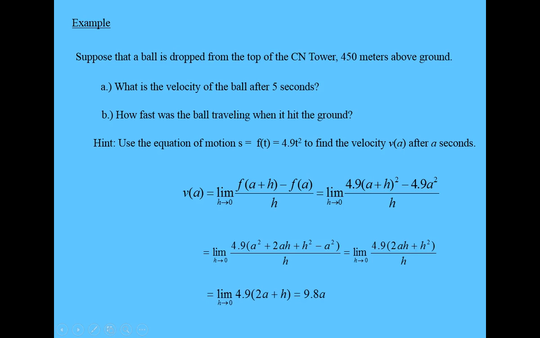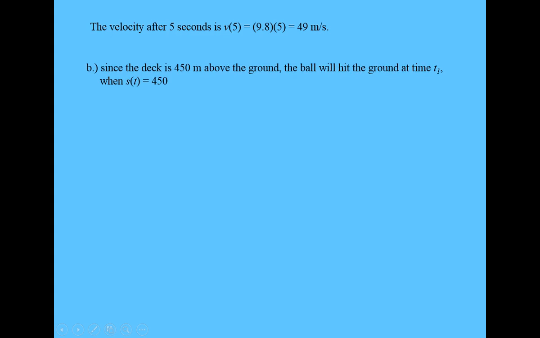Now if we factor out an h, we can reduce the h in the denominator, and we can now use direct substitution, and we have 9.8 times a. Now if I wanted to find the slope of the tangent line when a equals 1, I would just plug in 1 for a. If I want to find the slope of the tangent line when a equals 3, I plug in 3 for a. We want to find the velocity of the ball at 5 seconds. So we would plug in 5 for a, and we'd get 49 meters per second. That's the velocity of the ball at 5 seconds.